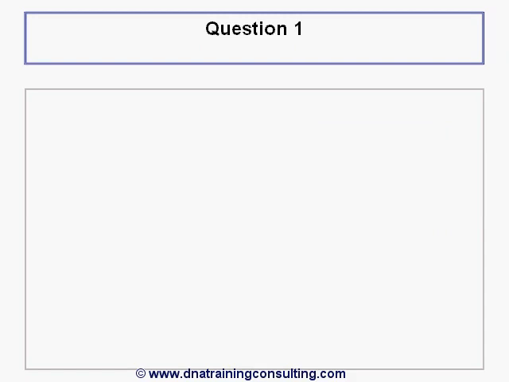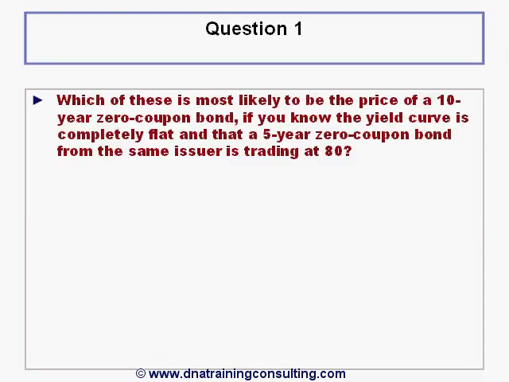Question 1. Which of these is most likely to be the price of a 10-year zero-coupon bond if you know the yield curve is completely flat and that a 5-year zero-coupon bond from the same issuer is trading at 80? The 4 possible answers appear now.